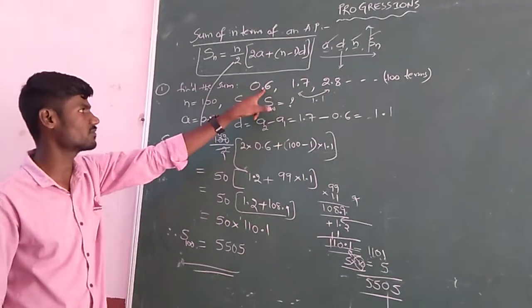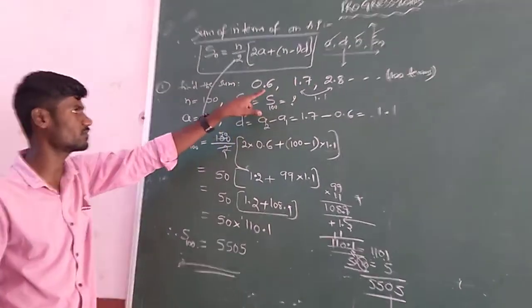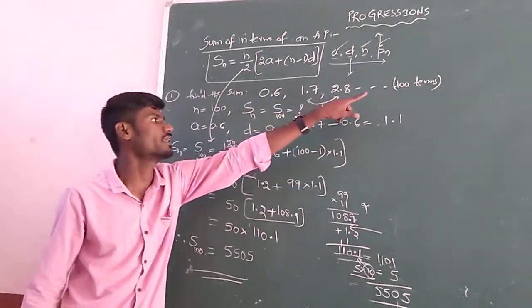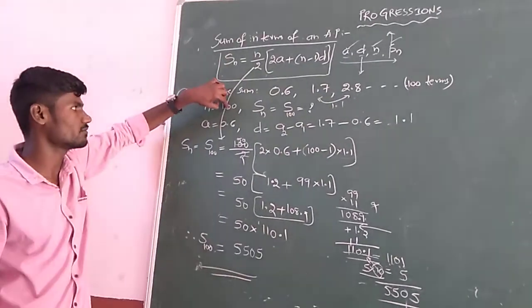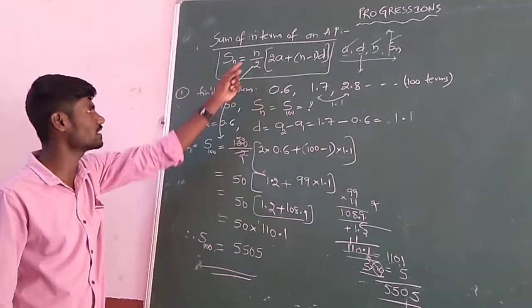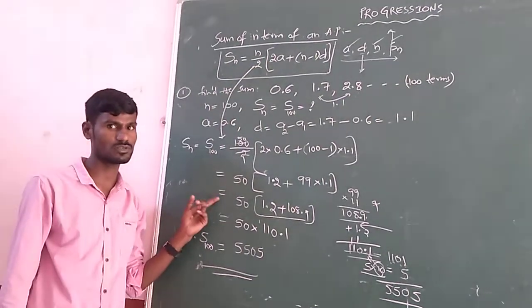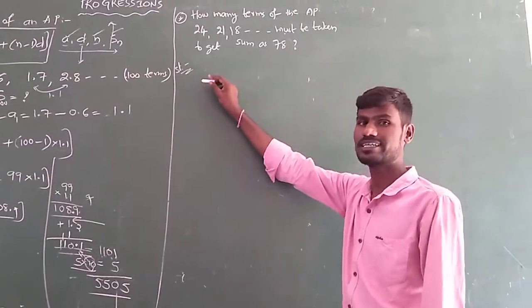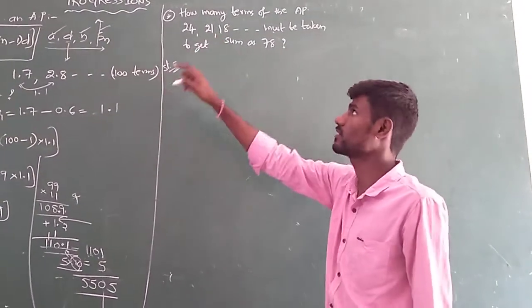Here a is given as the first term, d we will get from the AP, and 100 terms means n equals 100. So from that we will get S100 by the sum of n terms of an AP. So this is the procedure. Okay students, next problem in this model is what?